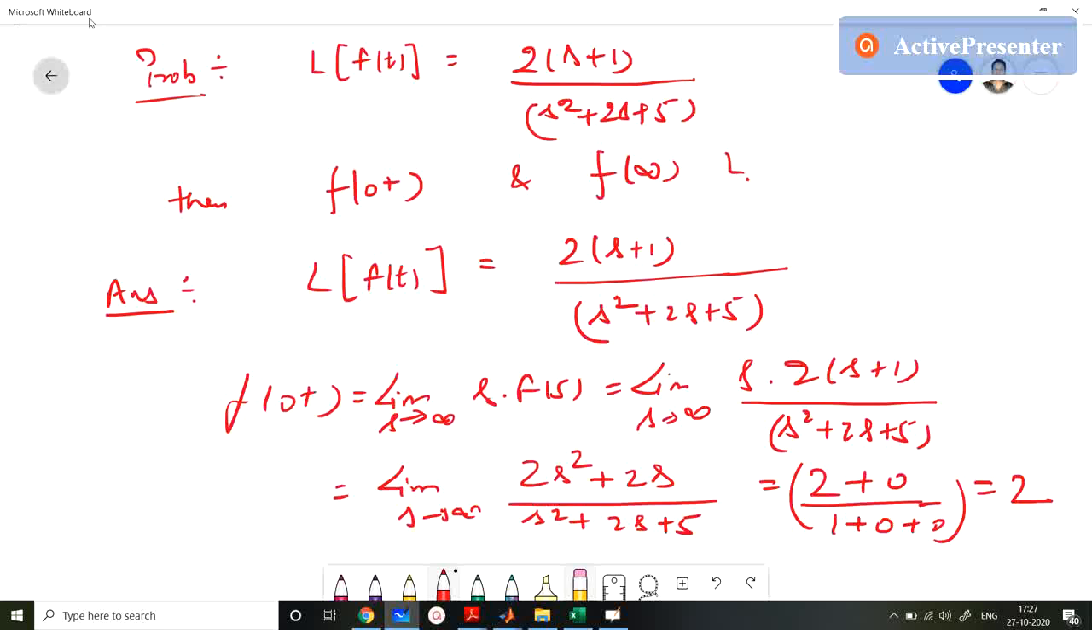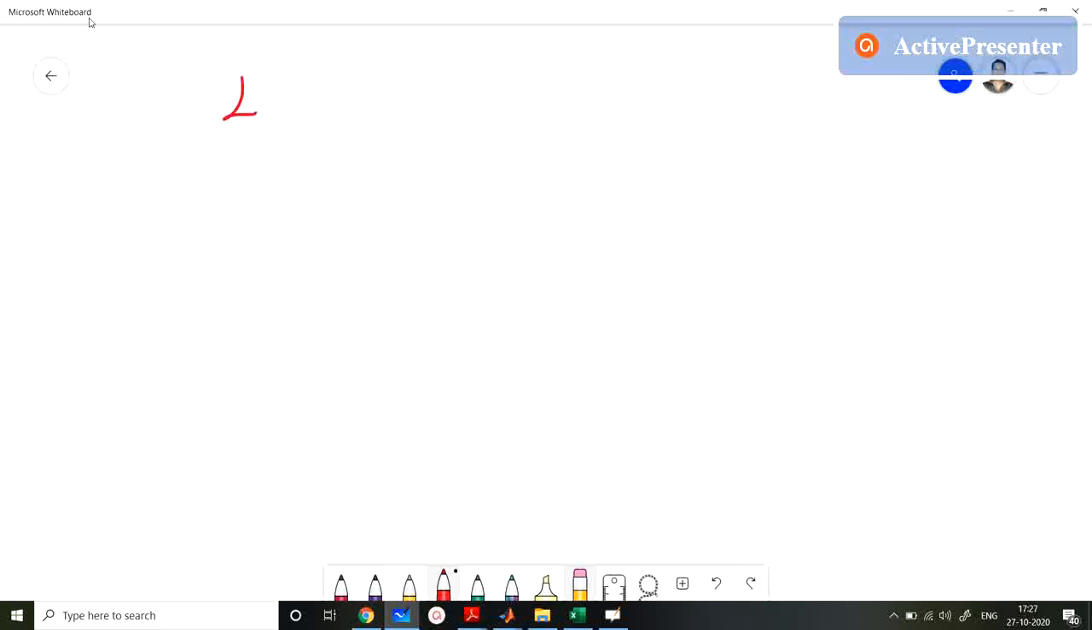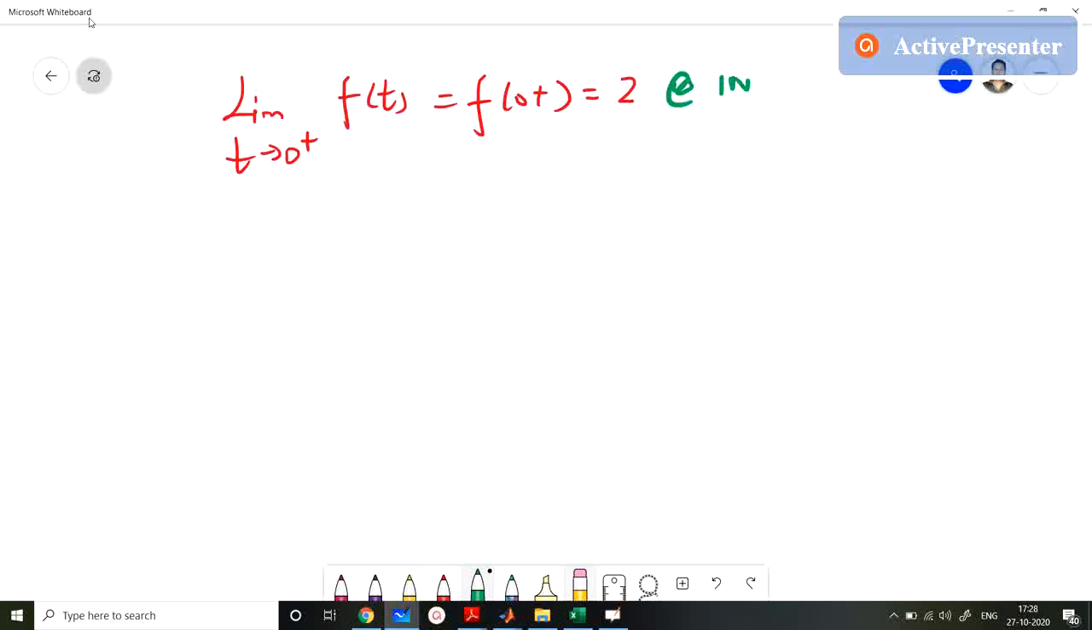So the initial value, that is the limit as t tends to 0+ of f(t), that is f(0+), is equal to 2. That is nothing but the initial value of the function f(t).